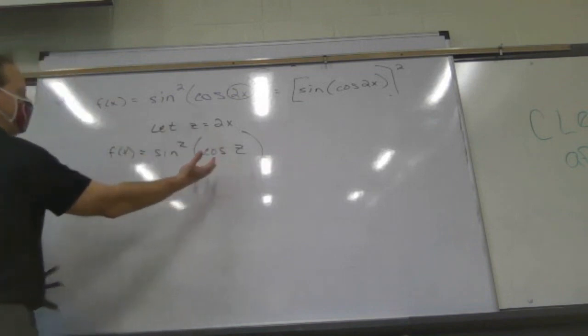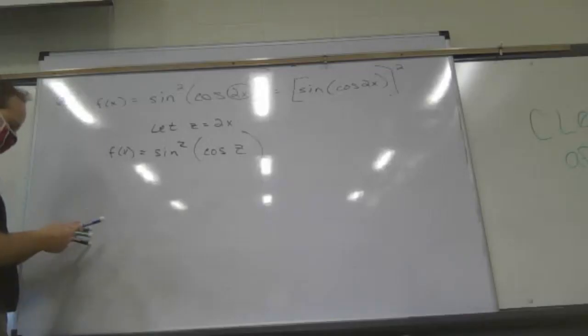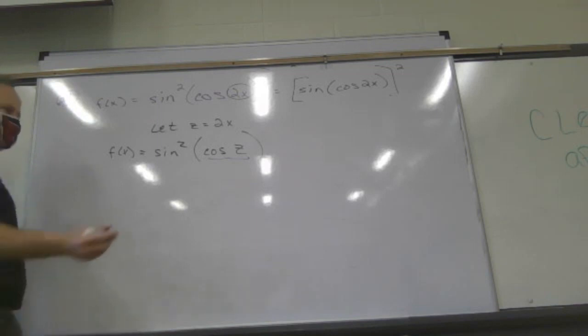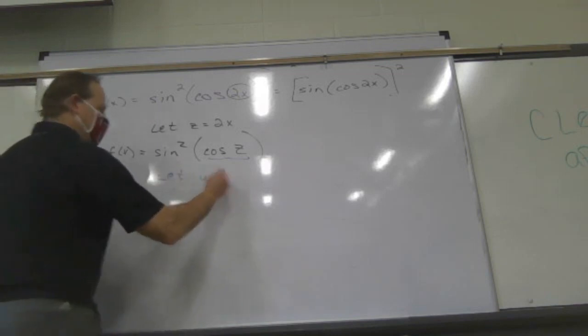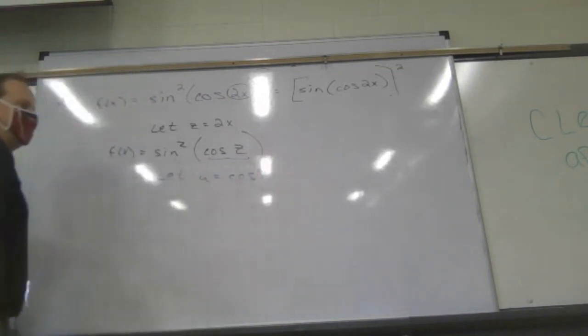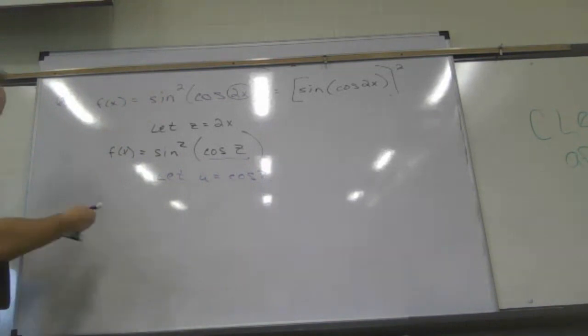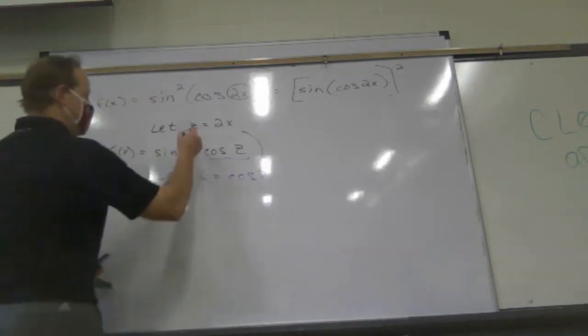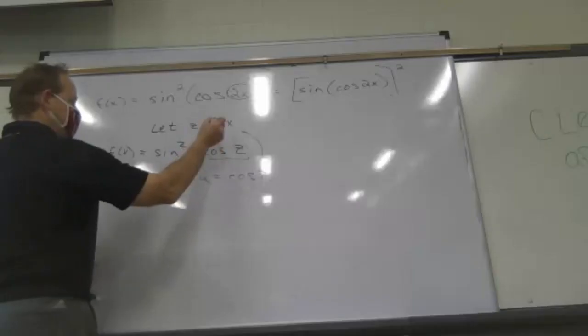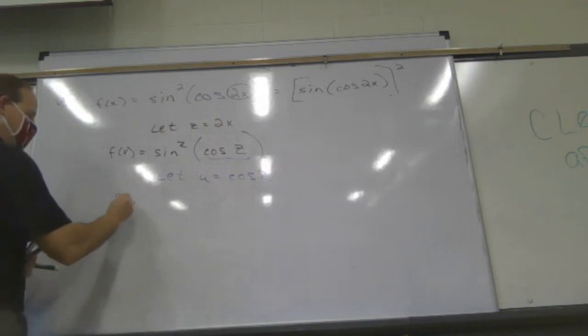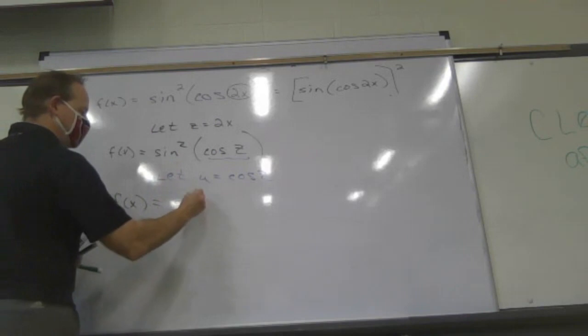Well, instead of taking sine squared of cosine z, what could I do? Instead of a function there, I could let it be something else, right? But I got to pick a different letter, u. So let u equal cosine z, right? And if I do that, I just plug u in there. So does that make this easier? So basically I put z in for the 2x up there. But sorry, let me keep going. So f of x, and I haven't taken the derivative yet, is sine squared of u.